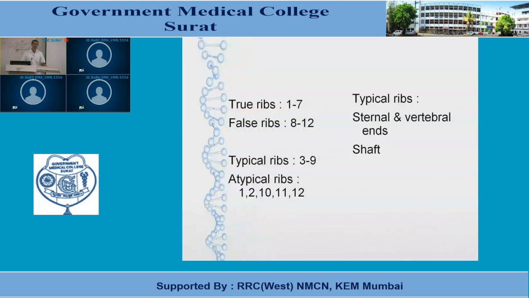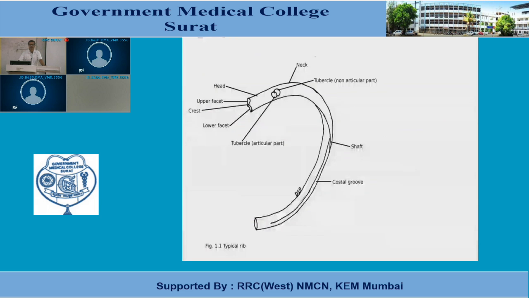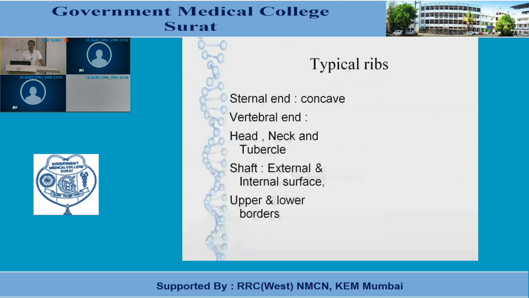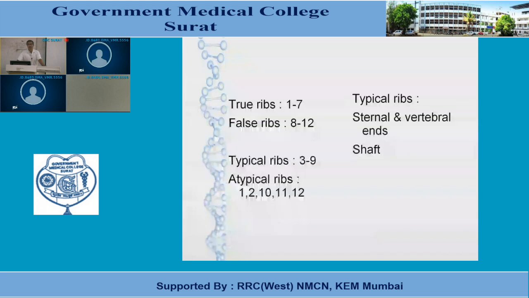Now which features are visible in typical ribs? These are the gross anatomy features present in ribs. Typical ribs are 3 to 9. It shows different parts. These typical ribs show two ends, the sternal end and the vertebral end. And in between these two ends, there is the shaft.